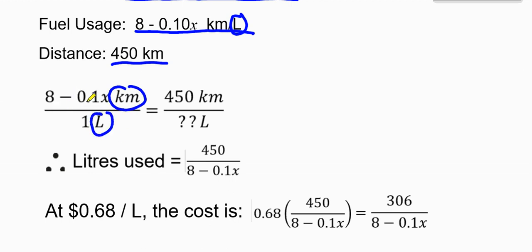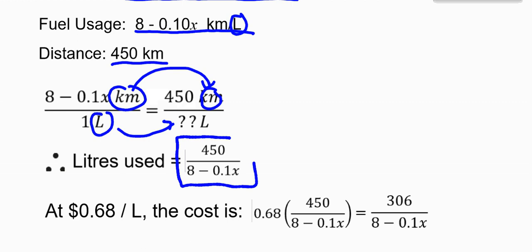It's that 8 minus 0.1x that we developed earlier. And I need to go 450 kilometers. So using this proportion, cross multiply, whatever you like to do, we can figure out how many liters of gas it'll take to go 450 kilometers. When I did this, I got that I would use this many liters of gas.